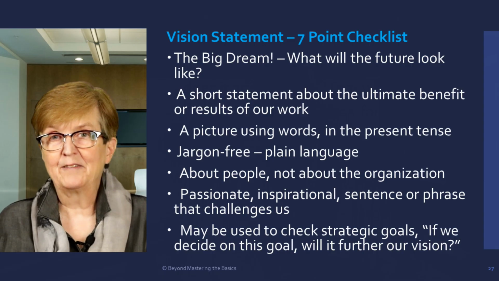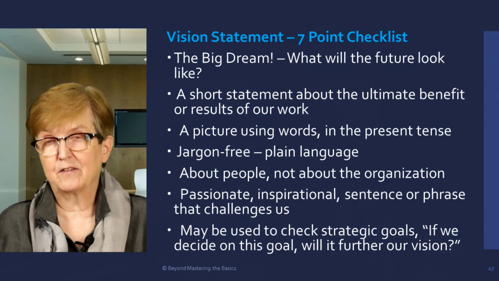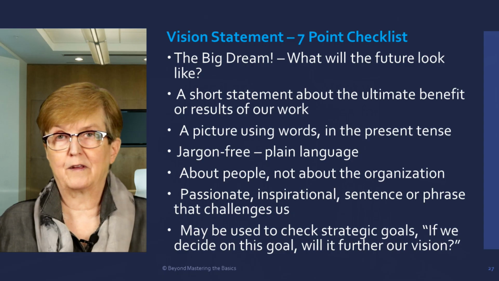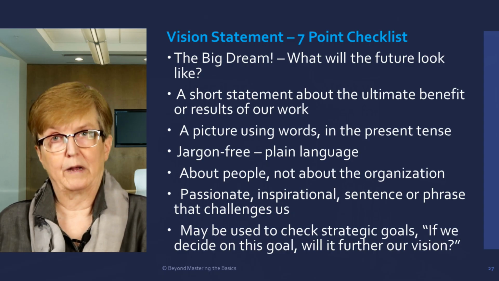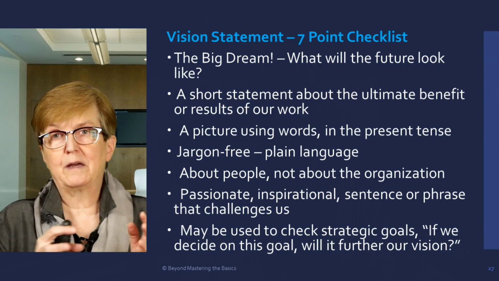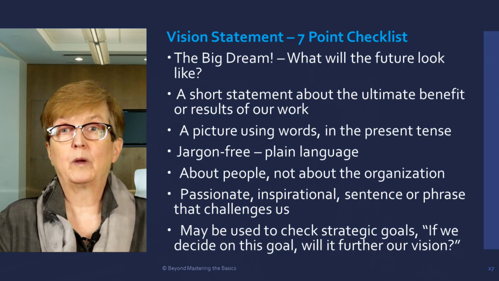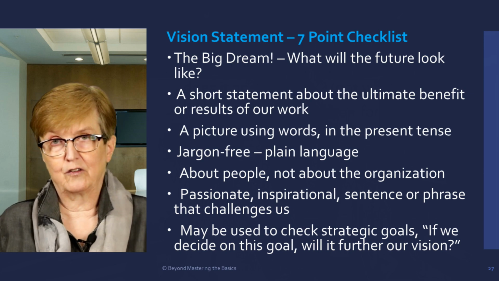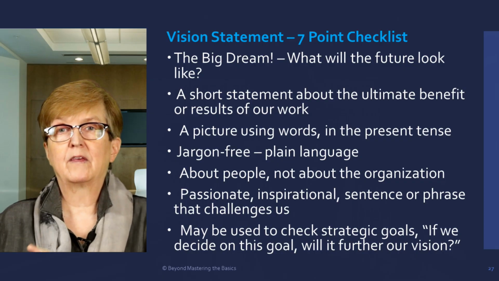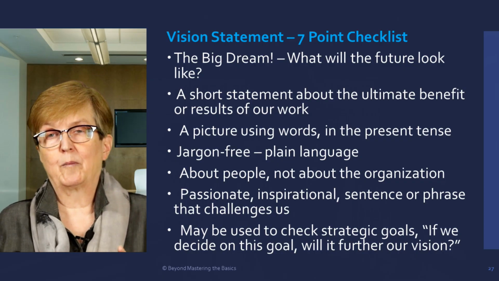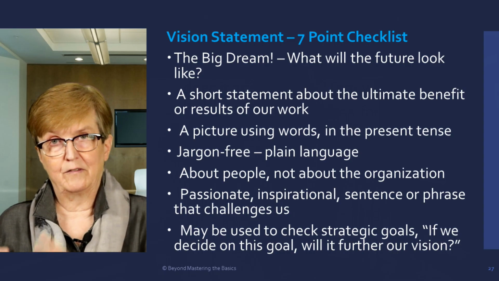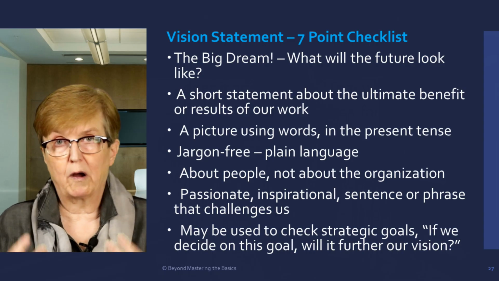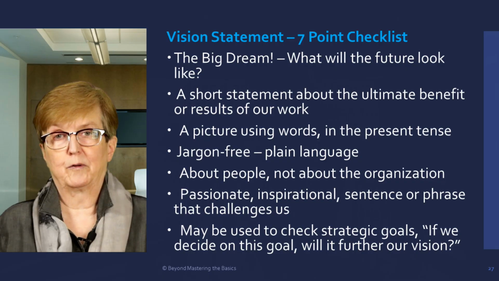What will we see? It's always in the present tense, and it states it as if it's already accomplished. If you've ever done affirmations, you don't say, I will be rich, you say, I am rich. So we want the vision statement to be "I am" or "we are" rather than "we will be." And it's usually focused on people, not on the organization. So it talks about the people you serve rather than the organization. There's an old phrase in nonprofit management that says, organizations do not have needs, people do. So this is about saying, what will the people have through our organization in the ideal possible future?